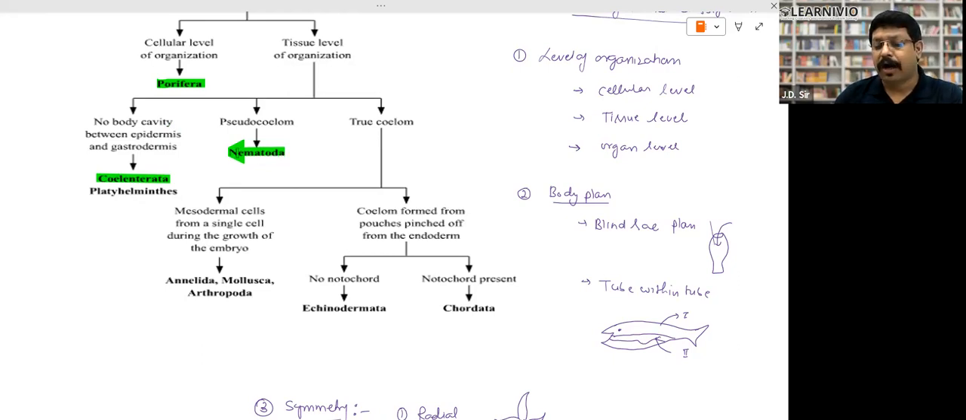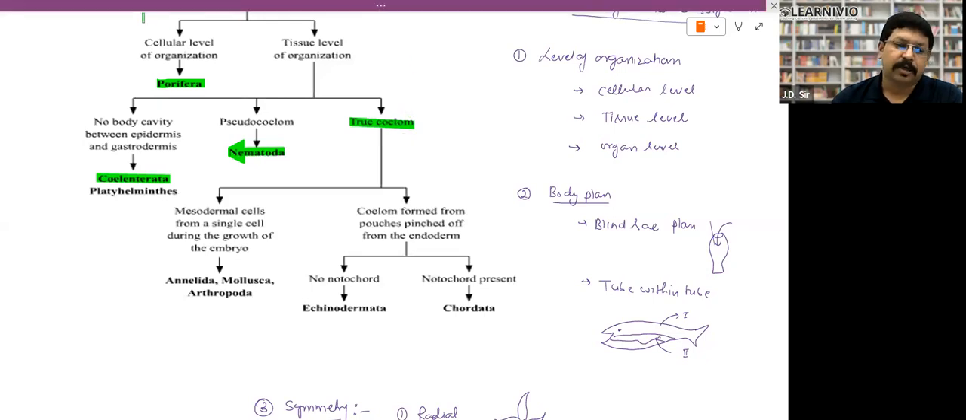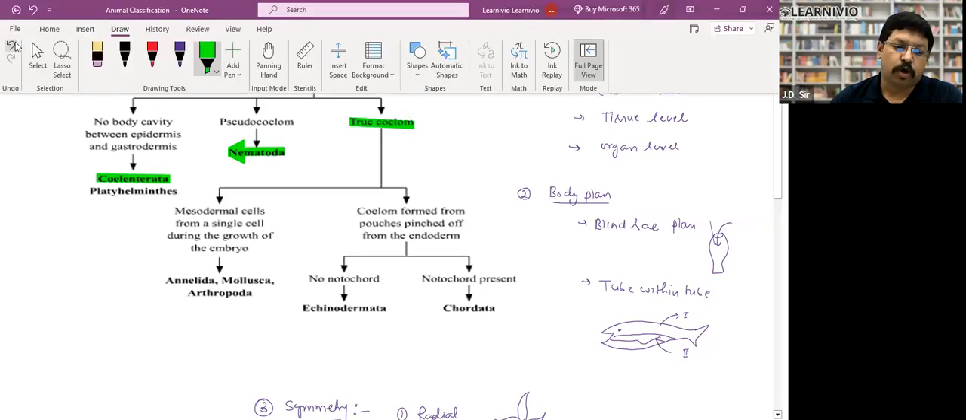Nematoda are basically roundworms, right? Ascaris. So there is pseudocoelom. There is no true coelom, right? But there are certain more advanced organisms where true coelom is present, right? So true coelom is present in those organisms, and which are those organisms?